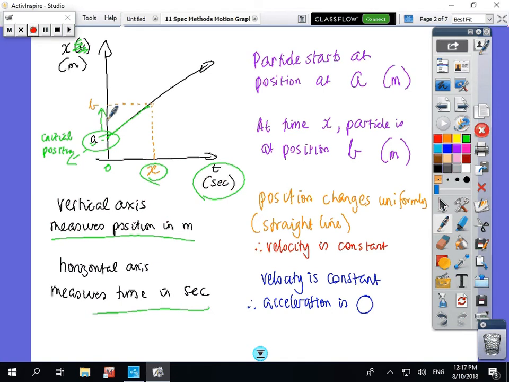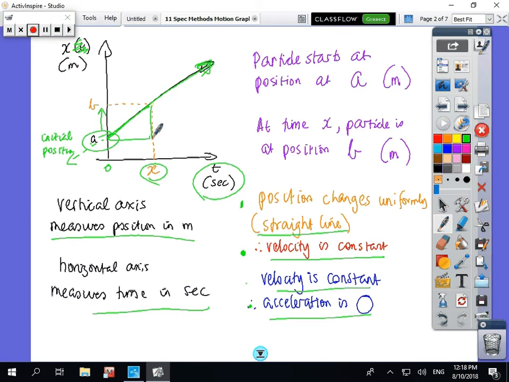The change is uniform. The position's change is uniform. It's a straight line. Once you see a straight line for position, that means the velocity is constant. And once you see the velocity is constant, then the acceleration must be 0. So a straight line for x means the velocity is constant, and if the velocity is constant, then the acceleration is 0.